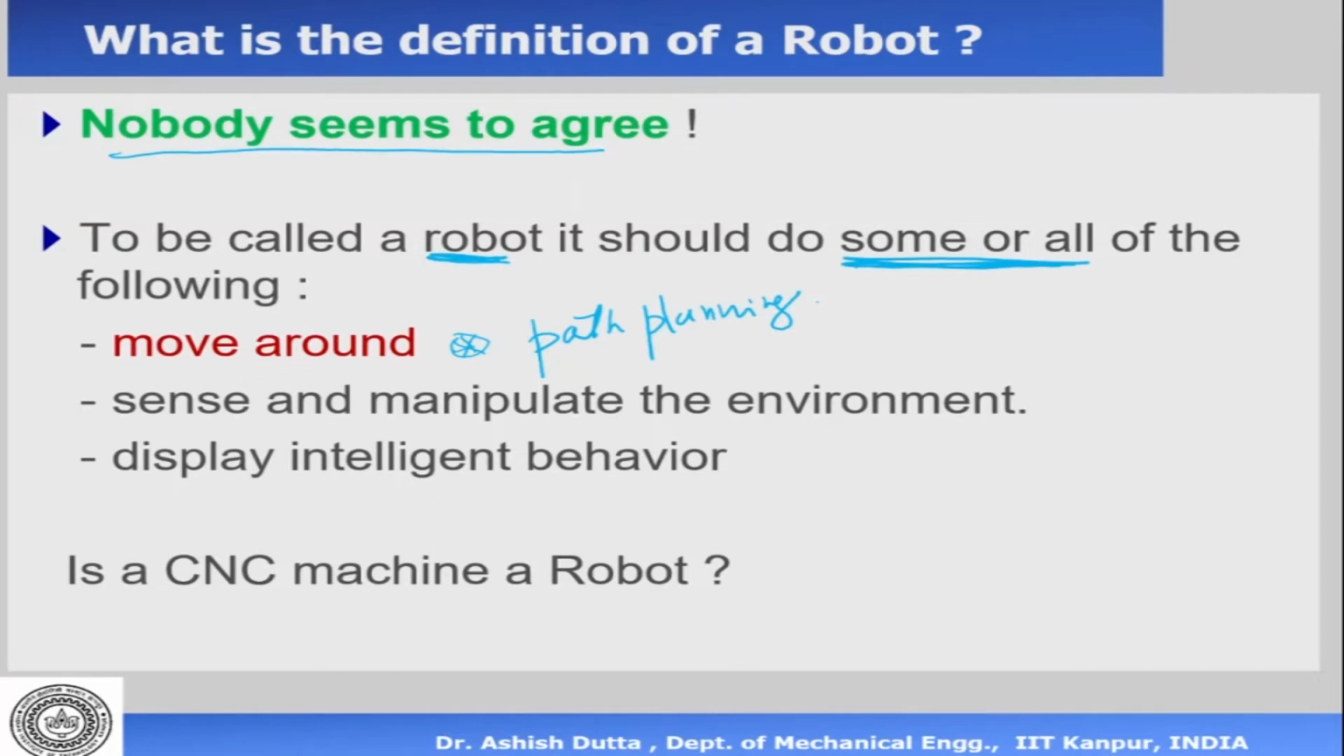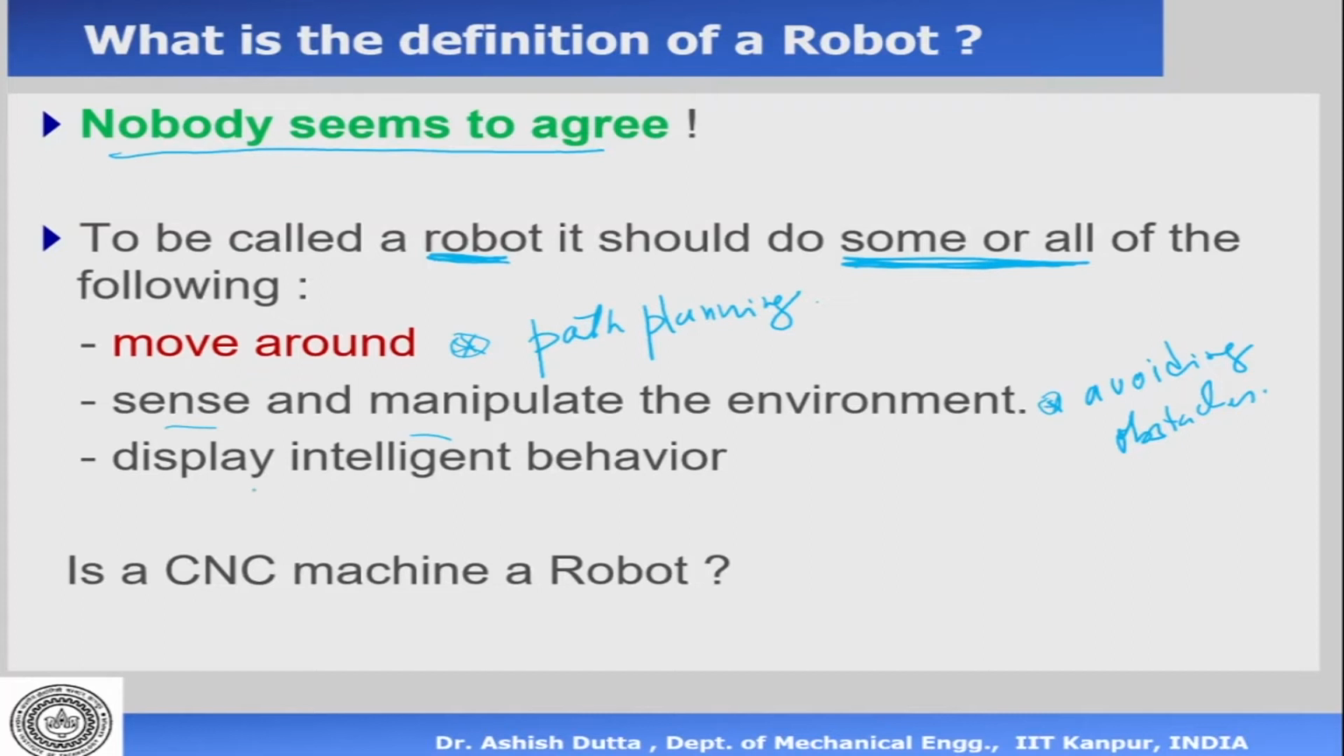Second, it should sense and manipulate the environment. Sensing, it should have some kind of sensors, for example ultrasonic sensors to avoid obstacles. And in manipulating the environment, for example, it is picking and placing an object. So sensing, like for example avoiding obstacles, is sensing and manipulating the environment.